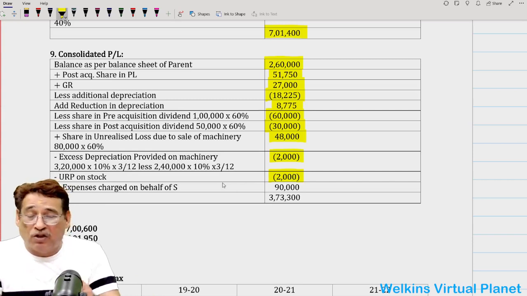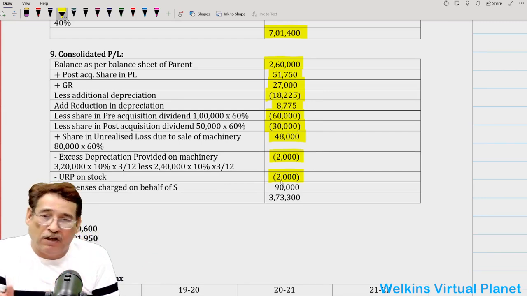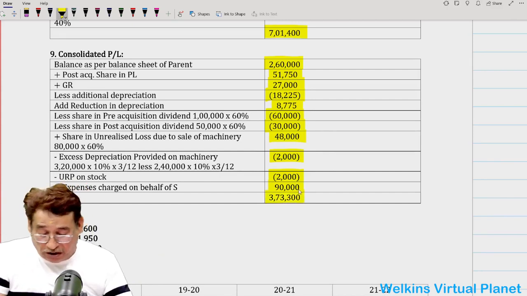Then expenses charged by holding company. Now holding company will recover from the subsidiary company. So we will subtract it from subsidiary company's profit and loss account and add here. We have already subtracted. So our minority interest as per our calculation is 3,73,000.